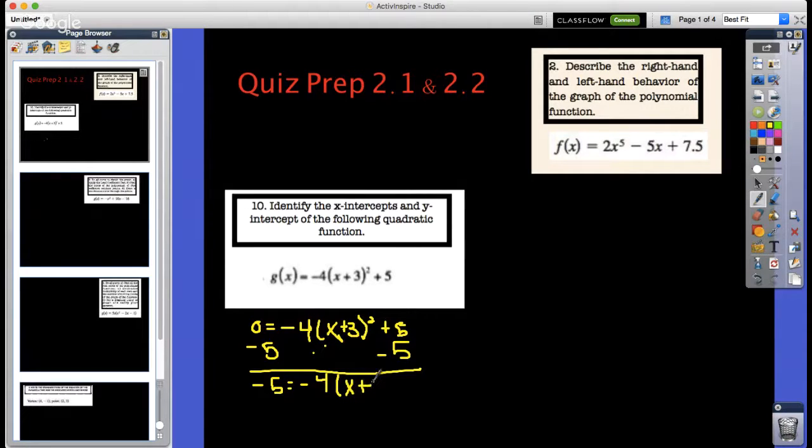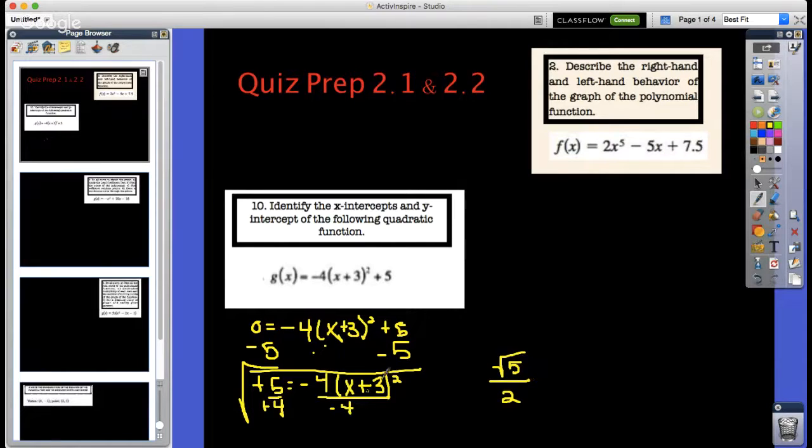My next step is to get the 4 by itself, so I'm going to divide by -4 here. Remember, once I divide by -4, this will turn into a positive. Notice the right side is being squared. We want to get rid of that square by square rooting. So really what we have is the square root of 5 over, and remember the square root of 4 we can simplify to get 2. So square root of 5 over 2.